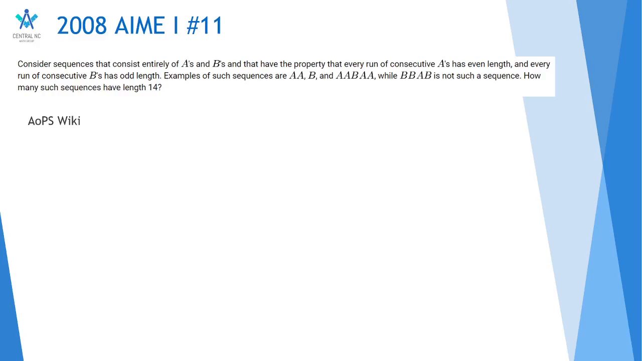Now let's look at our third problem in this lecture. 2008 AIME 1 number 11. Consider sequences that consist entirely of A's and B's, and that have the property that every run of consecutive A's have even length and every run of consecutive B's have odd length. Examples of such sequences are AAB and AABAA. Well, BBAB is not a sequence. How many such sequences have length 14?